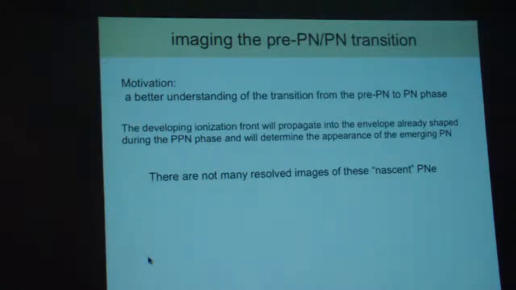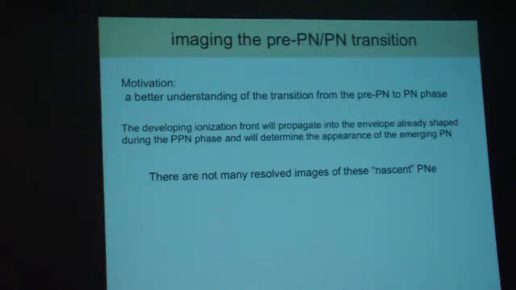The motivation for this is really to try and understand a little bit more about the transition from the PPN phase, where we expect most of the material around the star to be molecular, to the point where the central star gets hot enough and emitting enough UV to start to photodissociate that molecular material and photoionize it, which is effectively when the PN turns on.